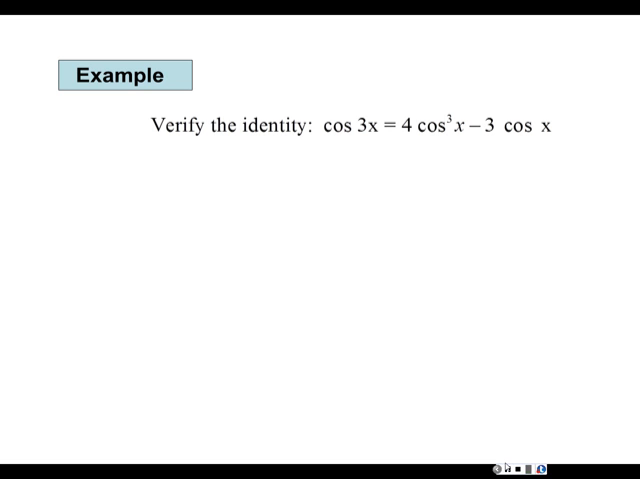Let's see where we are right now. 2 cos cube x minus cos x minus 2 cos x plus 2 cos cube x. I think we are done, right? Just add and subtract. If you do it, you will have 4 cos cube x minus 3 cos x.